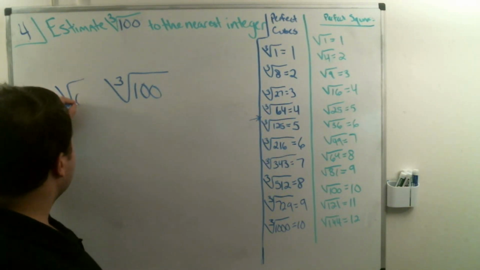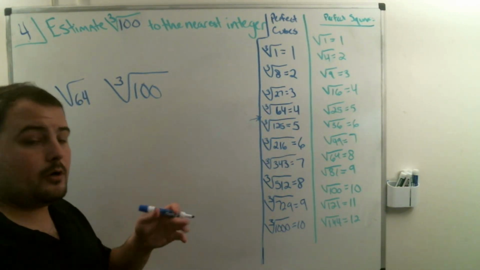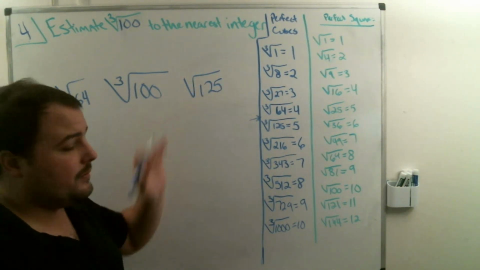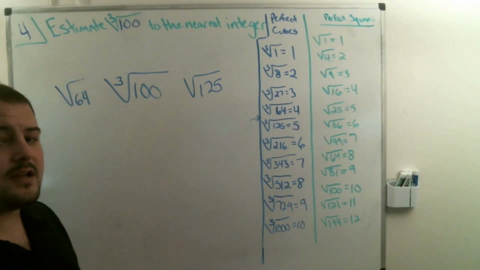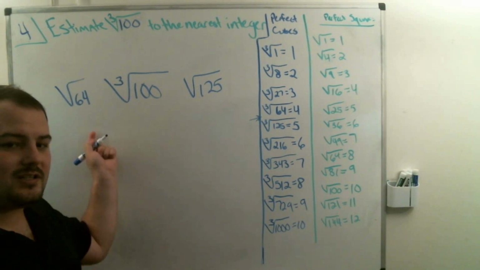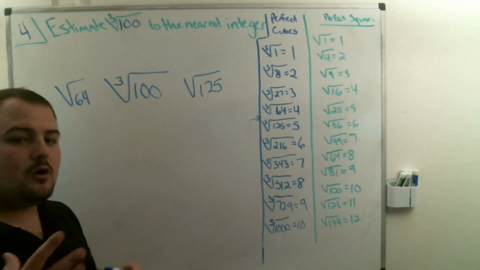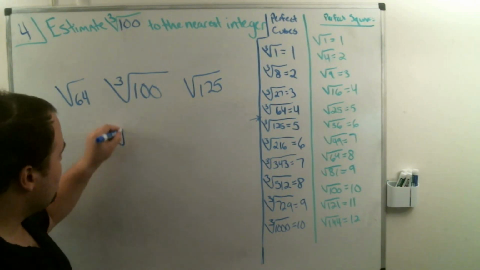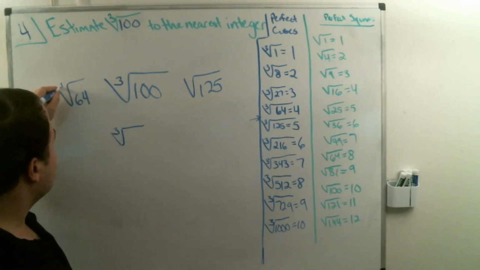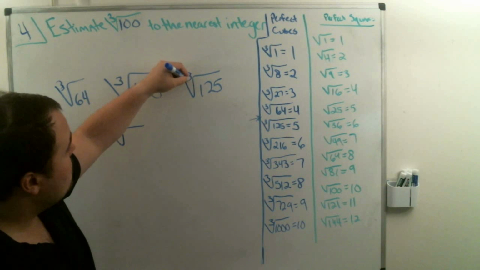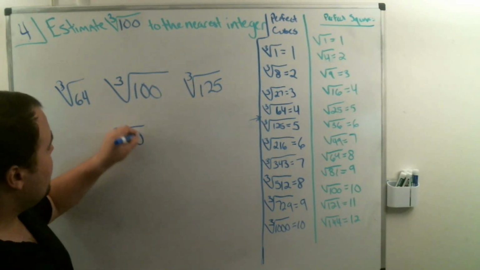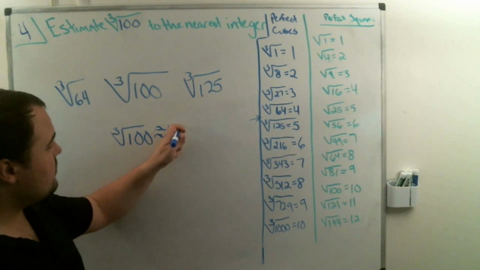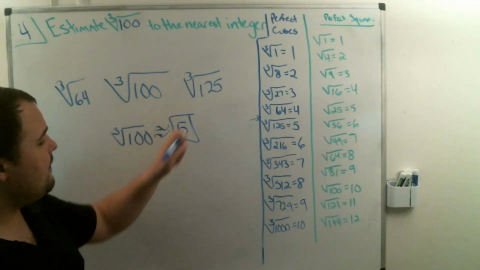So I know that the cube root of 64 would be 4, and I know that the cube root of 125 would be 5. So my question is, which one is it closer to, 64 or 125? Hopefully you're thinking 125. So this cube root of 100 is about equal to the number 5.